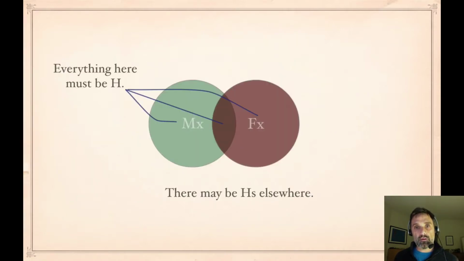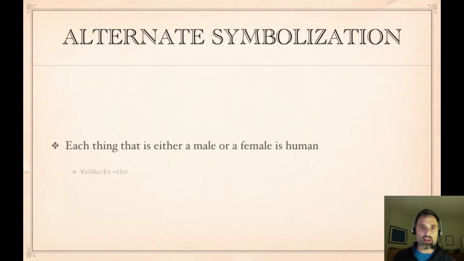Now, if we think about this, go back to this diagram, think about how you would describe the condition. So if you're in MX, you're human. If you're in FX, you're human. What's one way we could describe that? In one sentence, we could say each thing that is either a male or a female is human. And so this could be symbolized using just one quantifier, but it's for all x, if Mx or Fx, then Hx, not for all x, if Mx and Fx, then Hx.